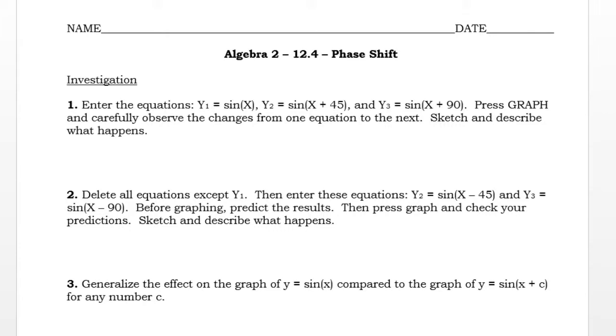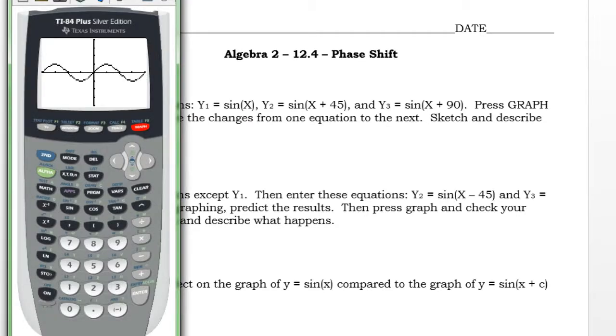This is Algebra 2, Lesson 12.4. In this lesson we're going to talk about phase shift. We've already talked about amplitude, vertical shift, and period as three different ways to translate a sine or a cosine graph. Phase shift is the fourth method that we'll discuss in this chapter.